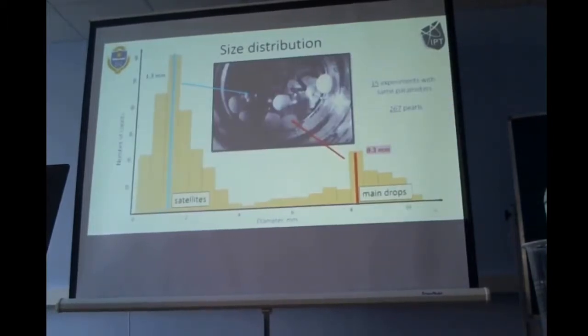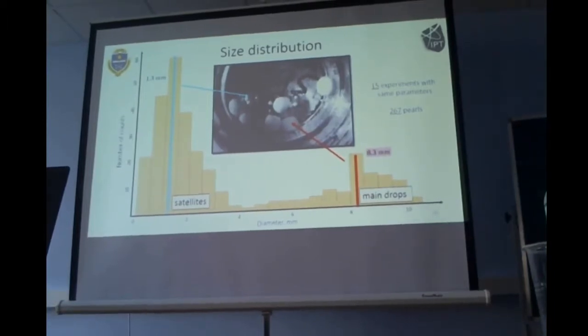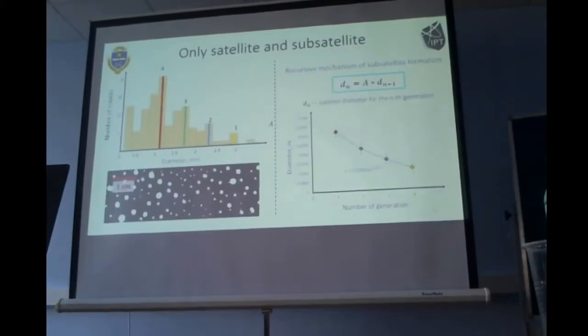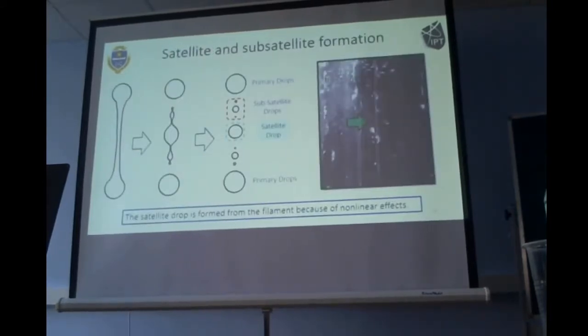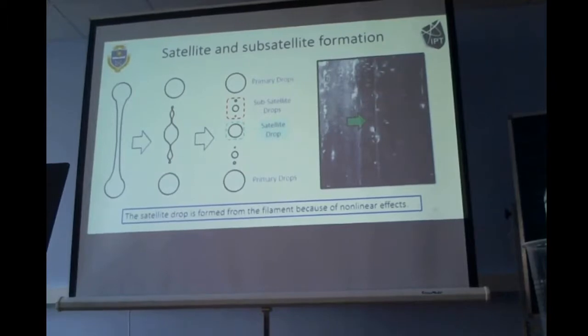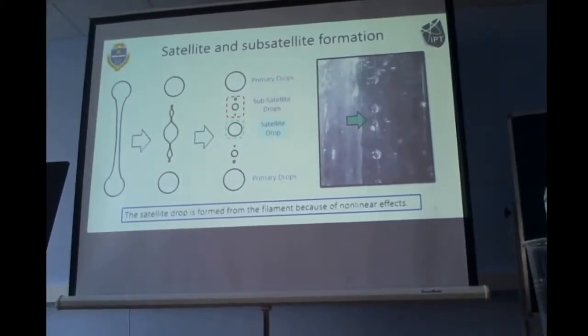Now let's consider the size distributions. We can see that there are two groups of pearls, the small ones and the big ones. The small ones are so-called satellites. You can see that they are formed from the breakup of the filament, the thread connecting the pearls. I'll say about it later. And you can see that the subsatellites, like satellites, are formed.